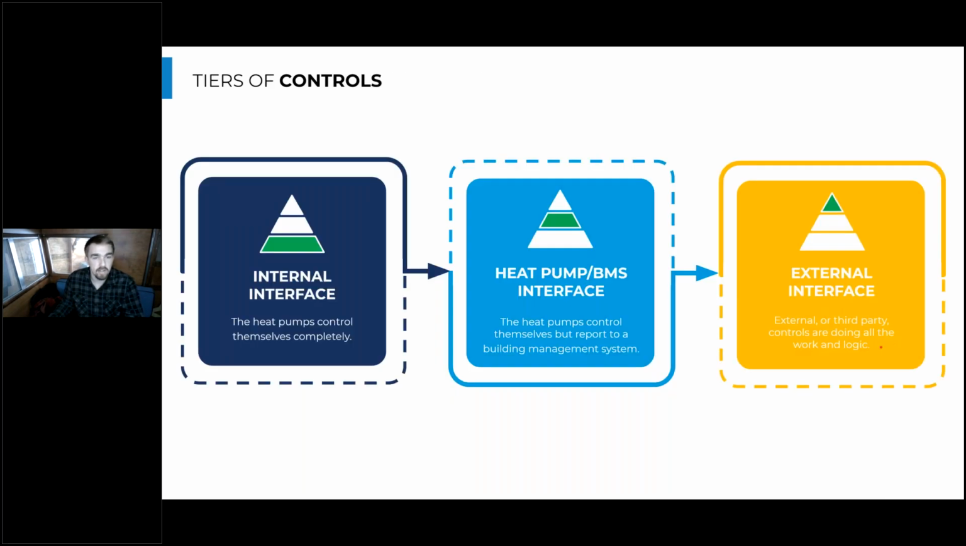So there's 3 different tiers of controls that we can talk about, and they vary depending on how much responsibility the heat pump has. So internal interface is when the heat pump does all the work, versus heat pump and building management system interface, where they're both kind of working together. And that varies up to an external interface, where an external controller is doing all the work and simply telling the heat pump when to turn on and off.